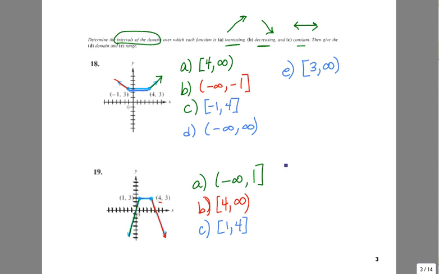Now my domain, from left to right, everything is covered in the x value. So that's from negative infinity to infinity. And lastly, the range. Range is from bottom up. So that is from negative infinity to the highest y value, which is 3 with a bracket.